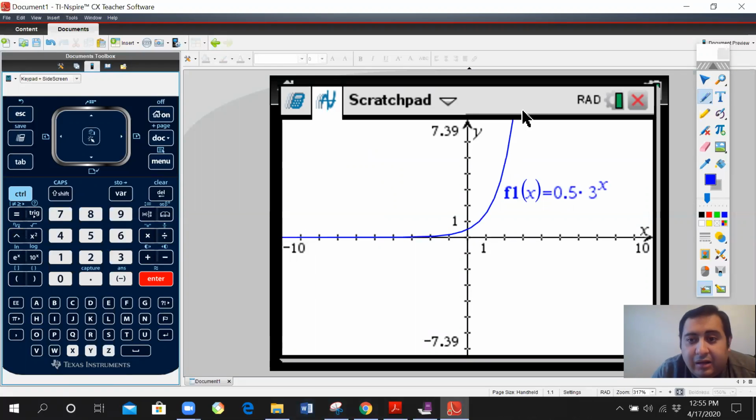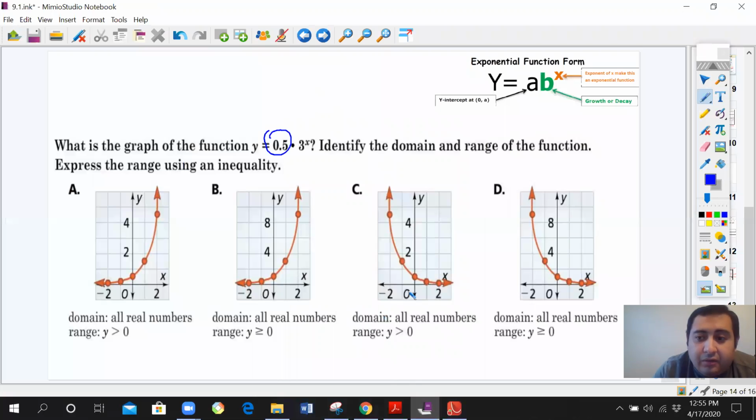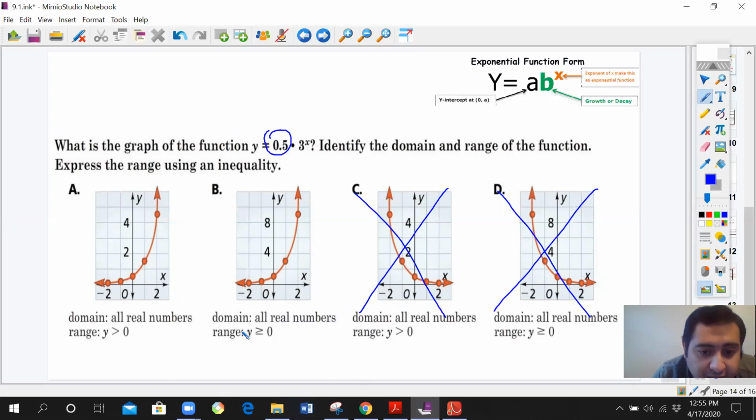Okay, it seems to me that it's been increasing. So we could start eliminating the options where this is decreasing. And let's look at the range. Can the range be equal to the asymptote at 0? No. It's always going to be not equal. So it has to be bigger and not equal. So it's letter A in this case.